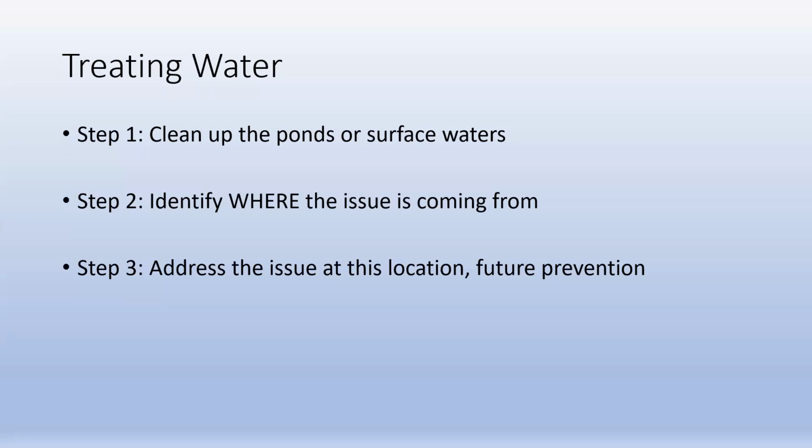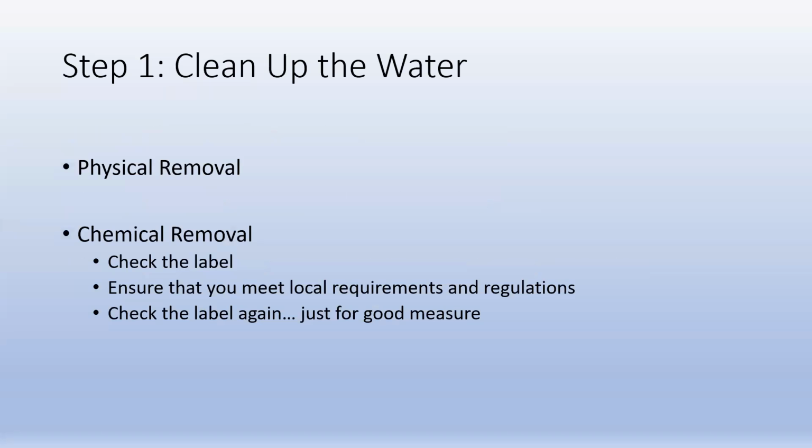Now, we're looking at a 3-step process for addressing this issue. Step 1: we want to clean up the ponds with the surface water. We want to get rid of the junk to the extent that we can. The second step is to identify where this issue is coming from. Removing algae is just a band-aid. It's not solving the issue. We need to find where this issue is coming from. And the third step is addressing the issue at this location and preventing it from coming into play again in the future. Throughout this PowerPoint, I'm going to break it down through each of these steps.